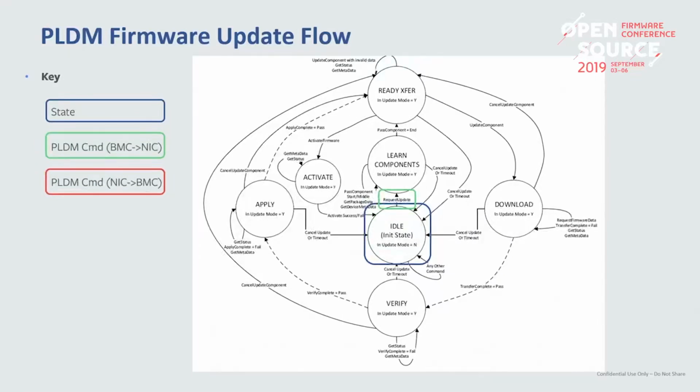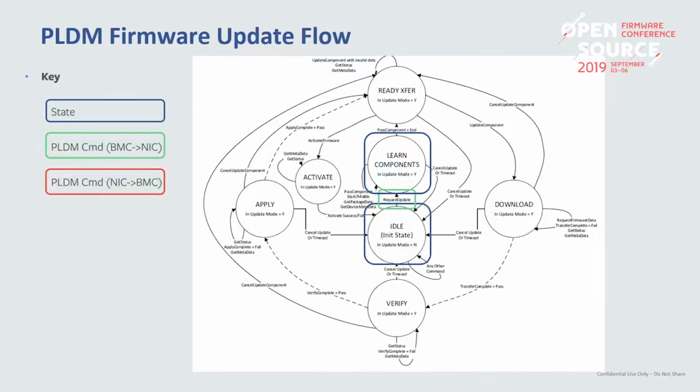So assuming there's no cancellation, there's no abort, then we start from idle. BMC sends a command to request update. Now both device and BMC go to the next state. We are in the learn component state. Every PLDM package can contain multiple firmware components. So let's say on your device you have 5 distinct firmware components, you can put them in the same PLDM package. And in the PLDM header, it will describe these component types.